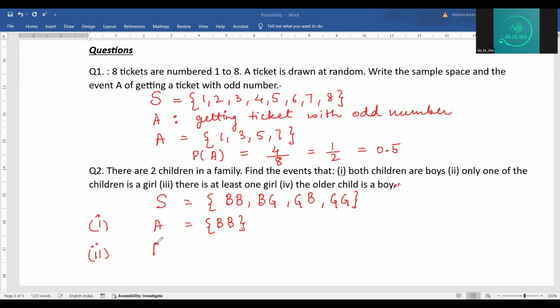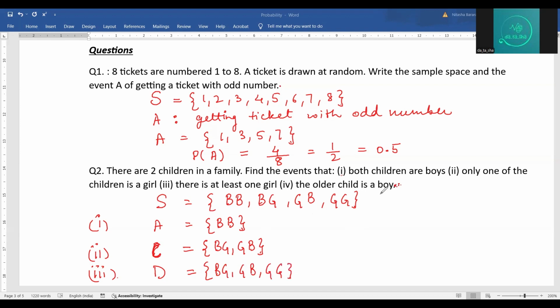Second, only one of the children is a girl. So if I take it to be C, don't take it as B. So only one is a girl, they are saying. So there are only 2 possibilities. Then third one, there is at least one girl. Now at least one girl means that 2 girls can also be there.